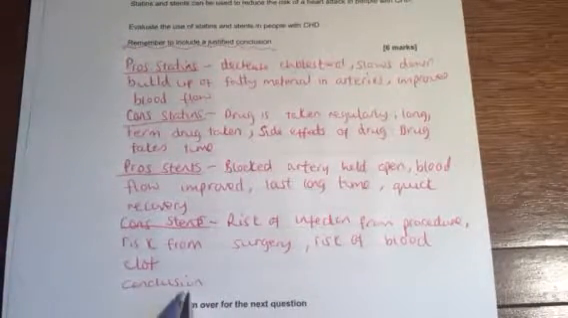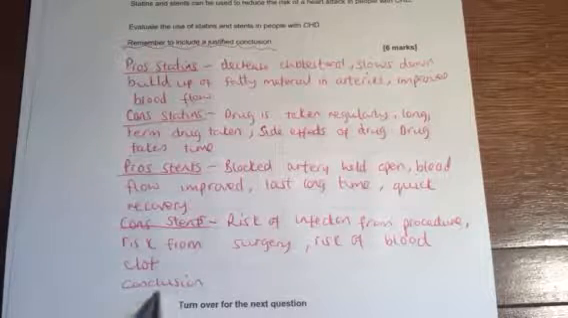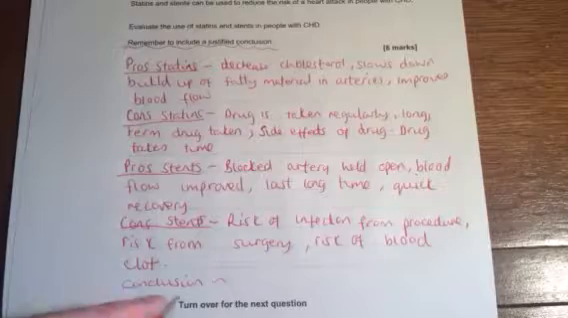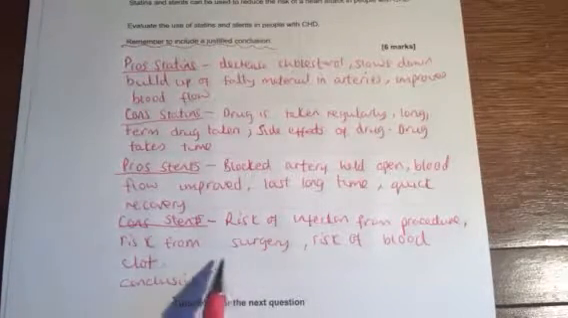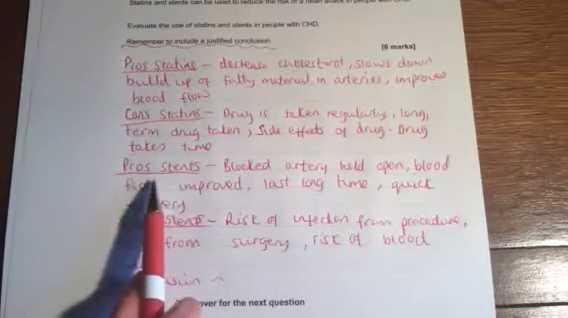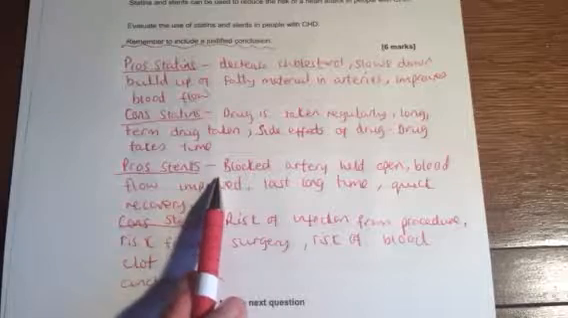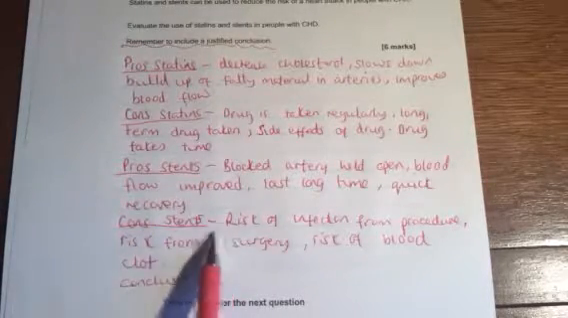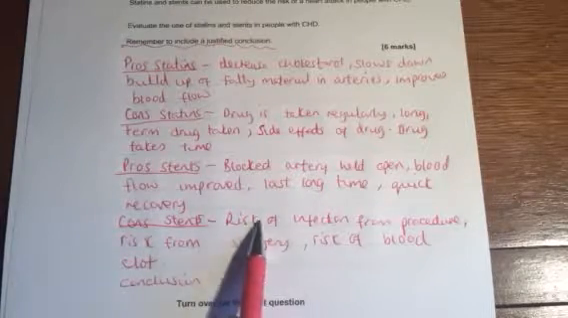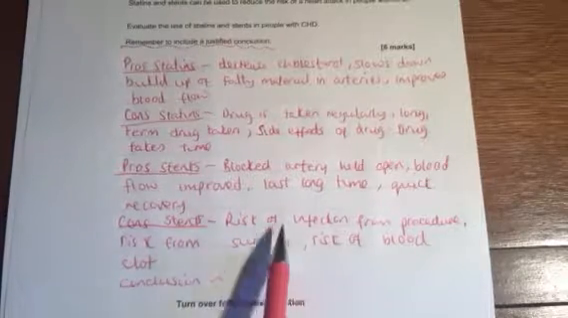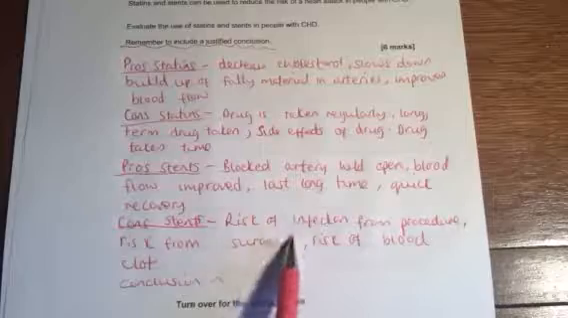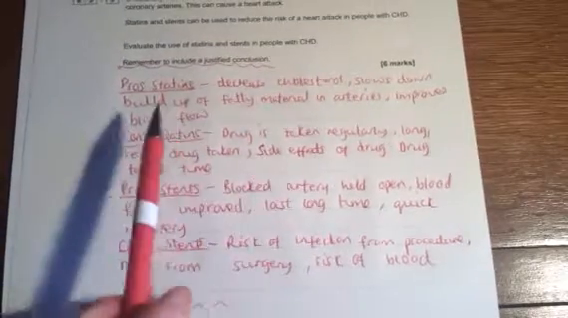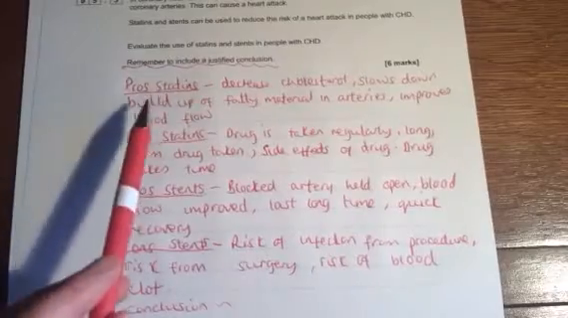Conclusion. Now, a justified conclusion can look very simple. So all I would do for a justified conclusion is say, overall, I think the benefits of stents allowing blood flow to be improved outweigh the risks that are presented by it. So you've got a balanced conclusion then, because you've mentioned both. So 1 sentence.